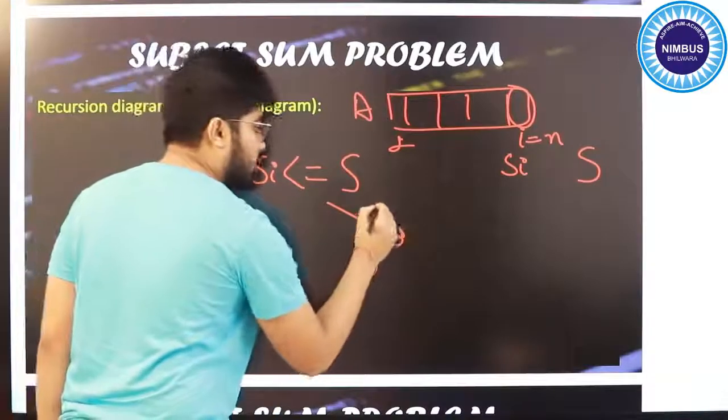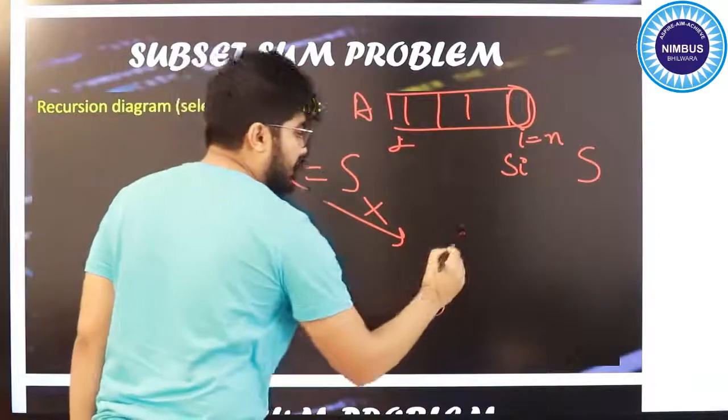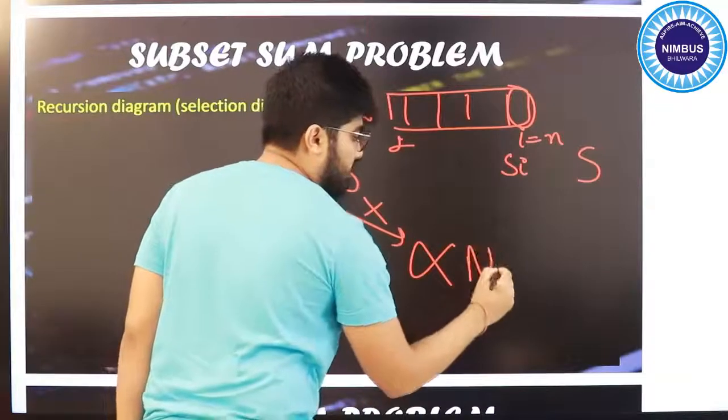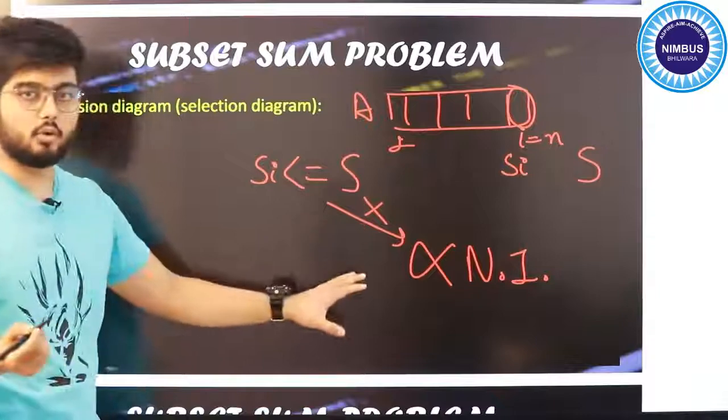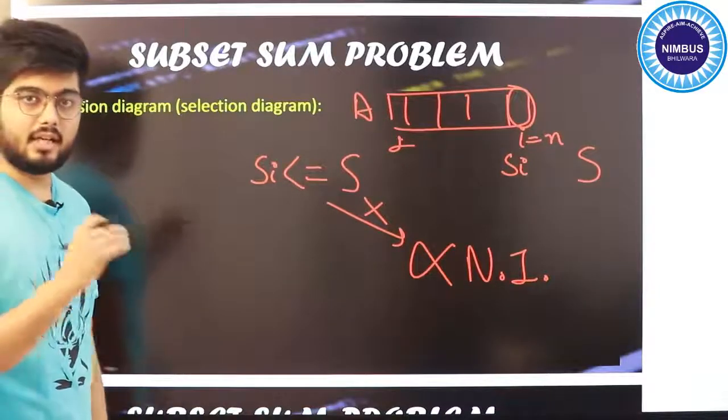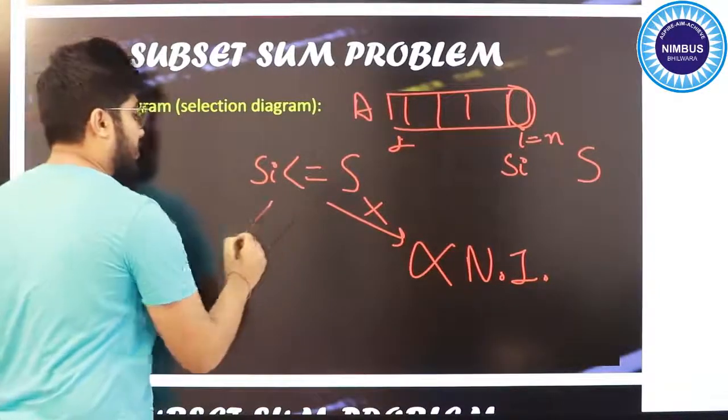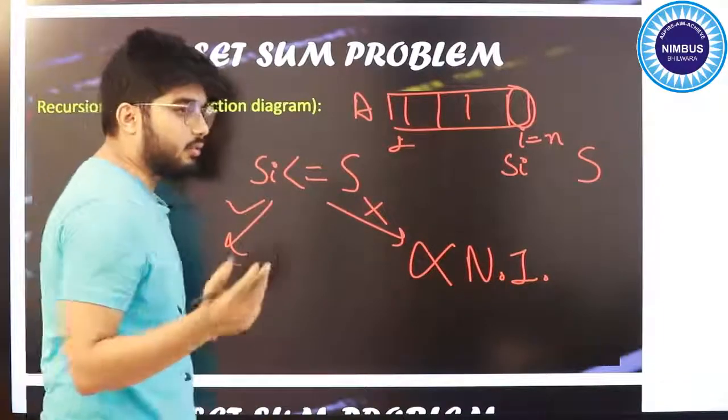और अगर ये false हो गया, if this is false, then definitely you are not going to include. So not include, ni for not include, you are not going to include that particular element into your answer subset. Now if this condition is true, then what?